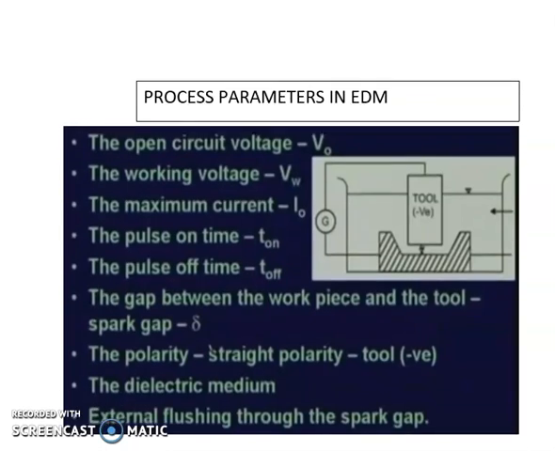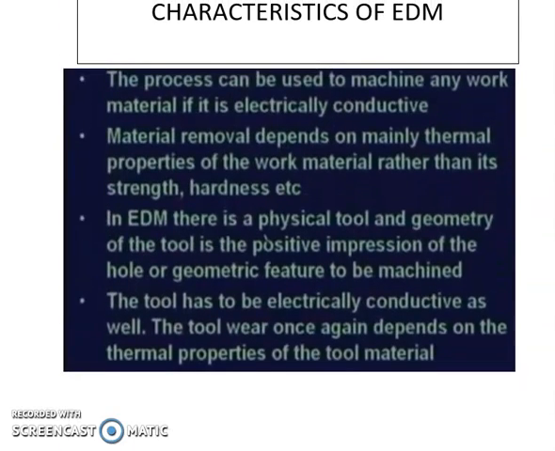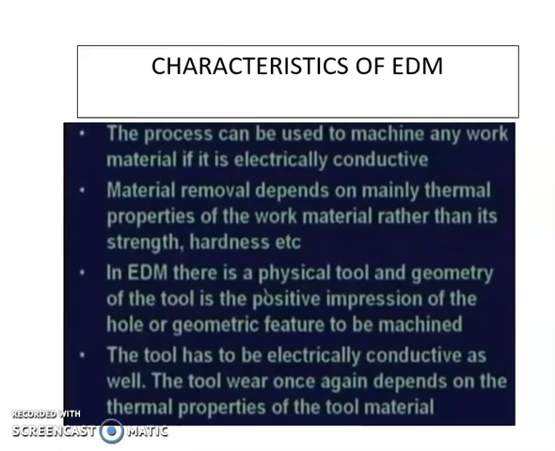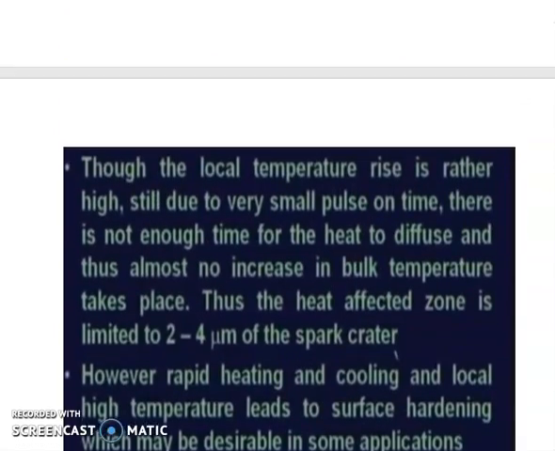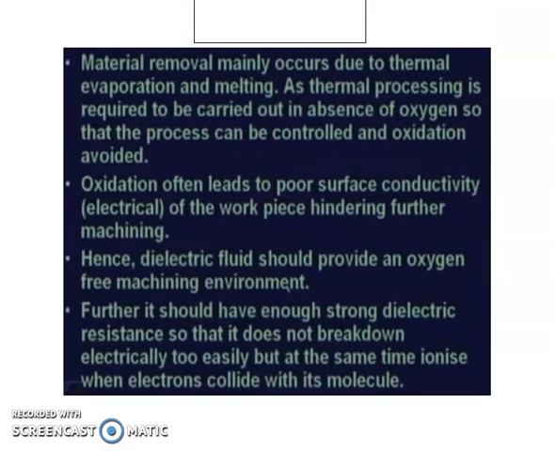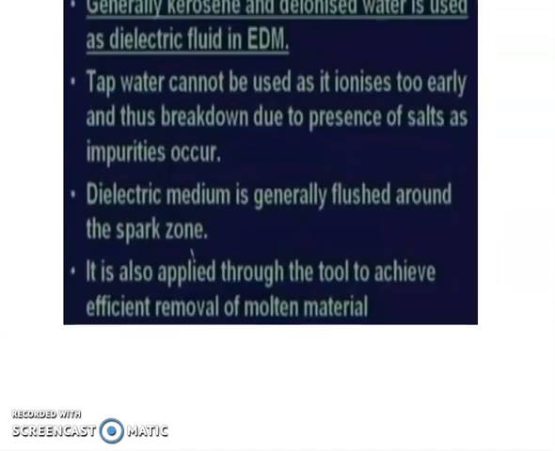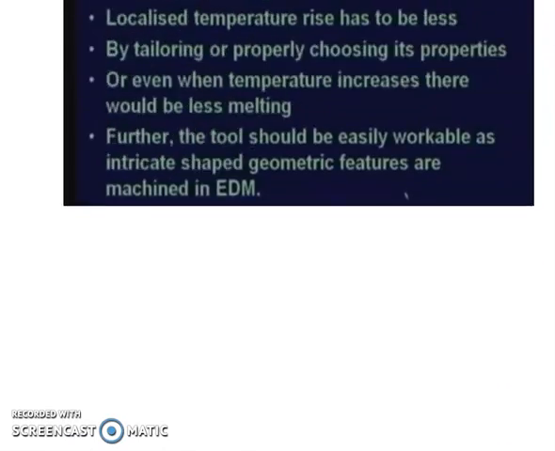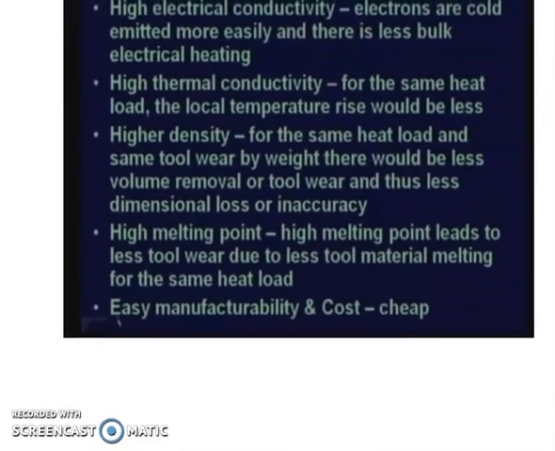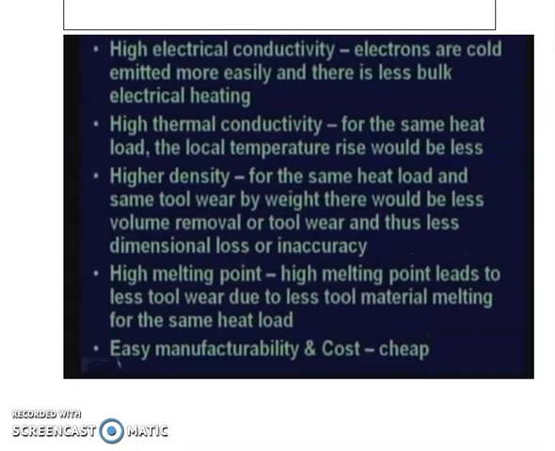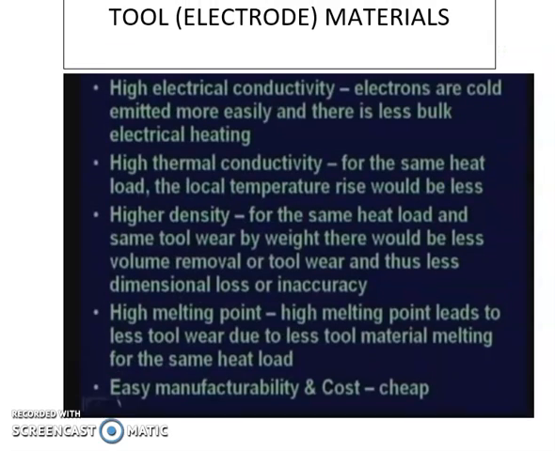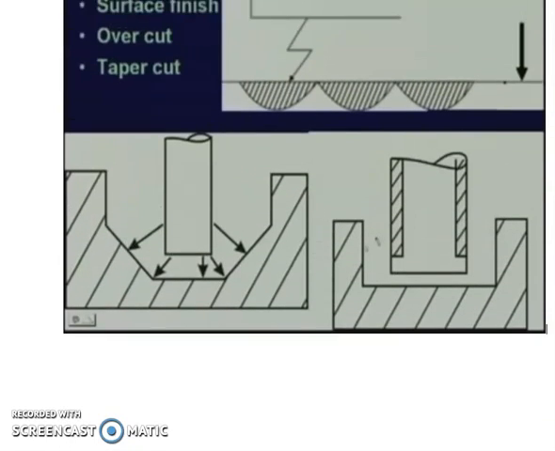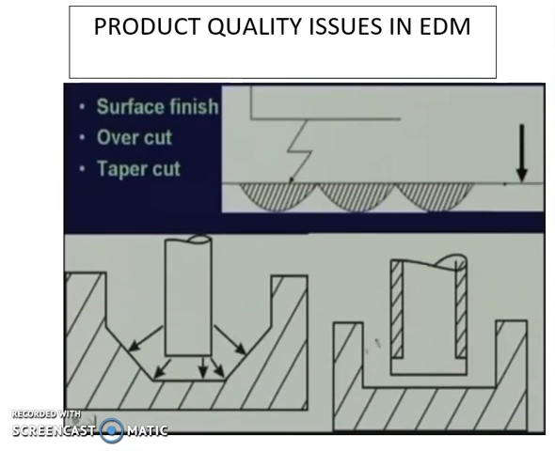Then I also discussed further the characteristics of the EDM process, and then the dielectric medium and the different types of dielectric used in the EDM process. After that I also discussed the desired characteristics of the electrode material. Now next let us discuss the product quality issues in the EDM process.